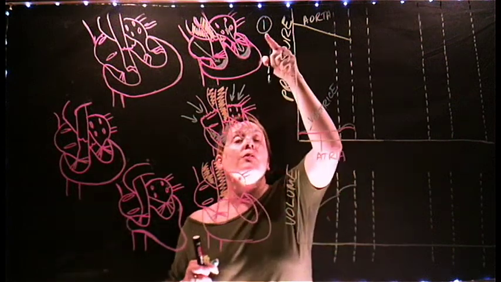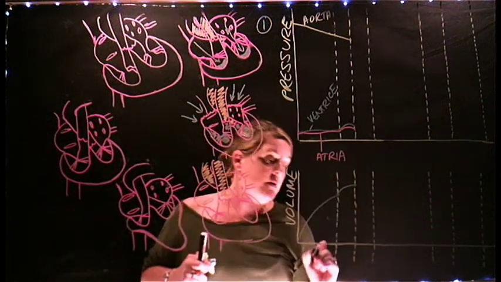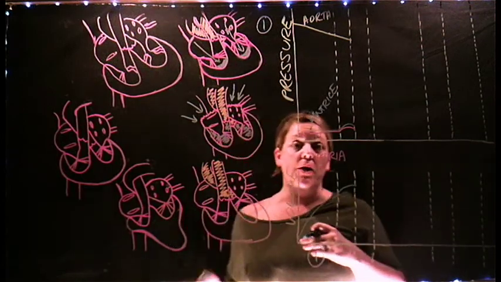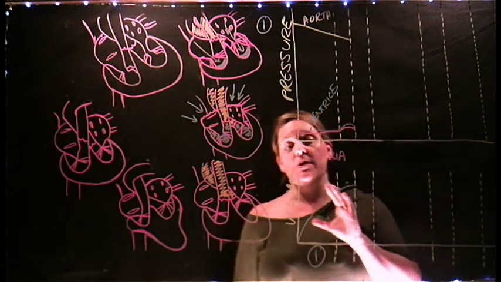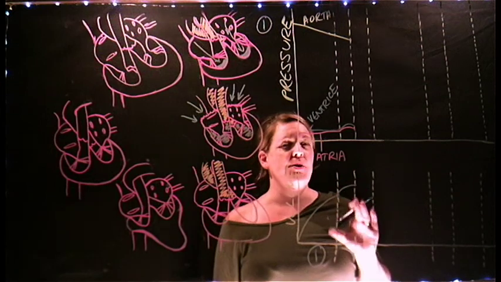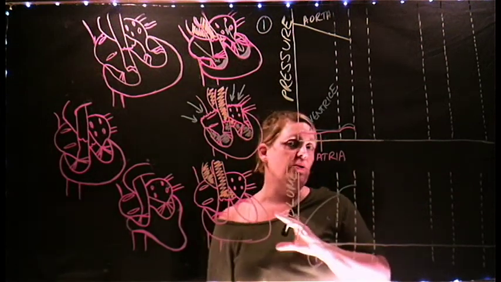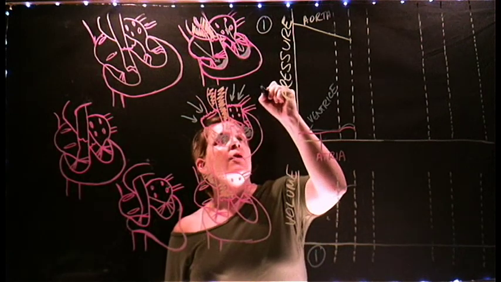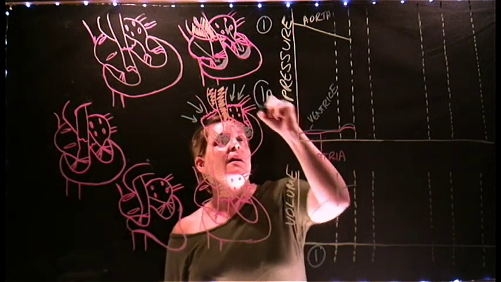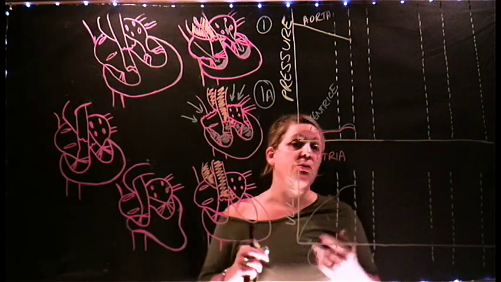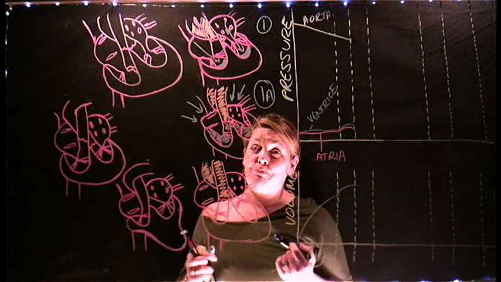Now, this stage here, I'm going to put number 1 down here, this stage of atrial systole has been described in a couple of different ways numerically. We can either call it stage 2 or we can call it stage 1A. I'm going to call it stage 1A here for consistency along with the textbook, but you can also see it described as stage 2.